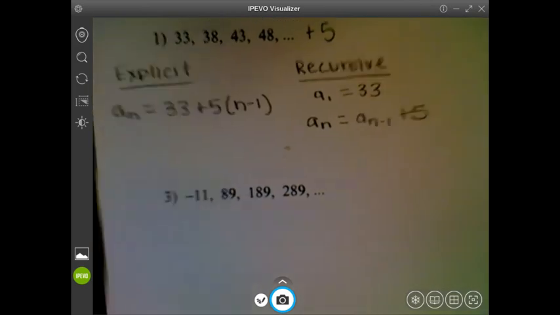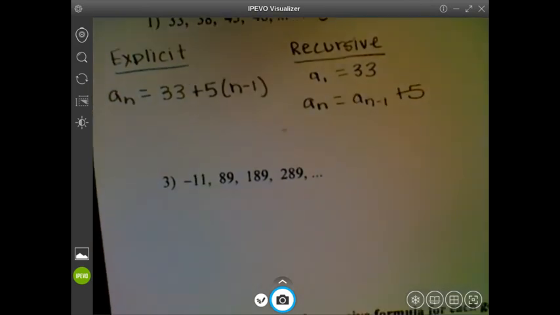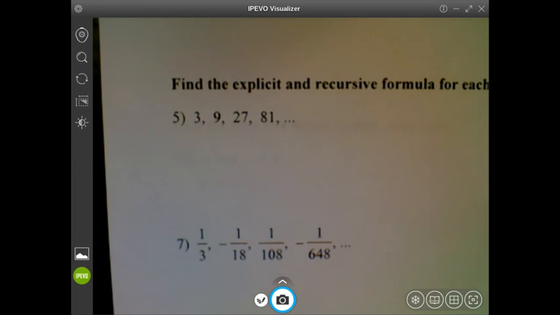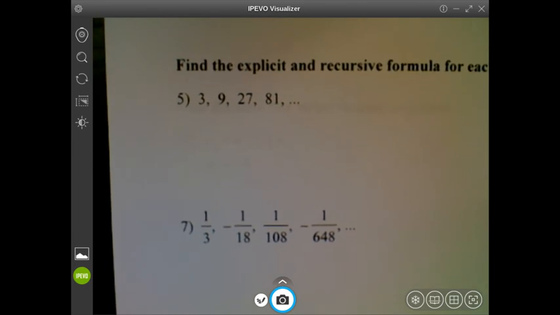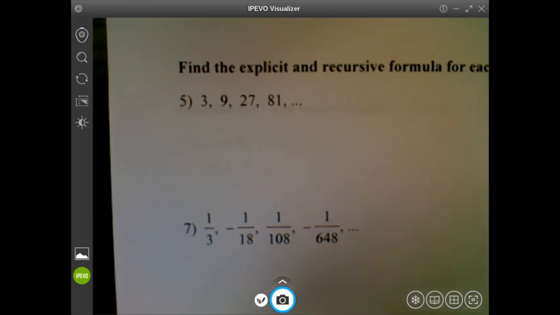I'm going to leave the other 3 for you to try on your own. So we're going to jump down to number 5. We're going to see one in this section. It says, once again, explicit and recursive formulas, but these ones are all geometric.